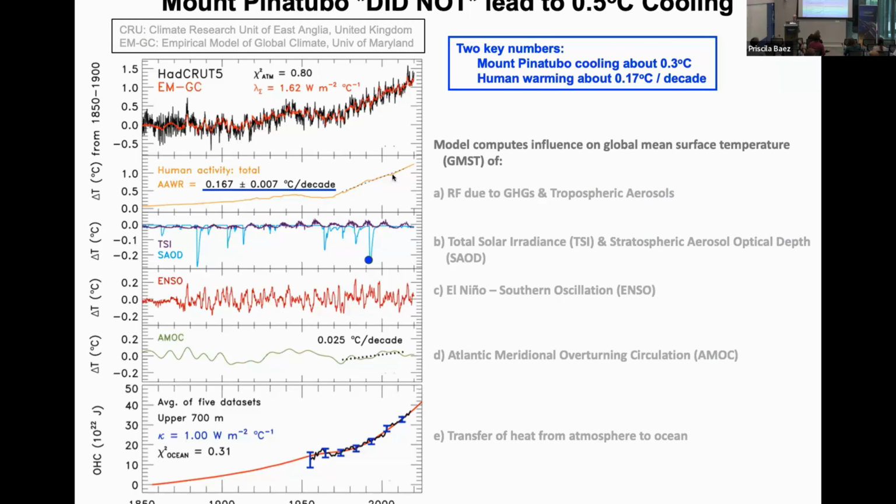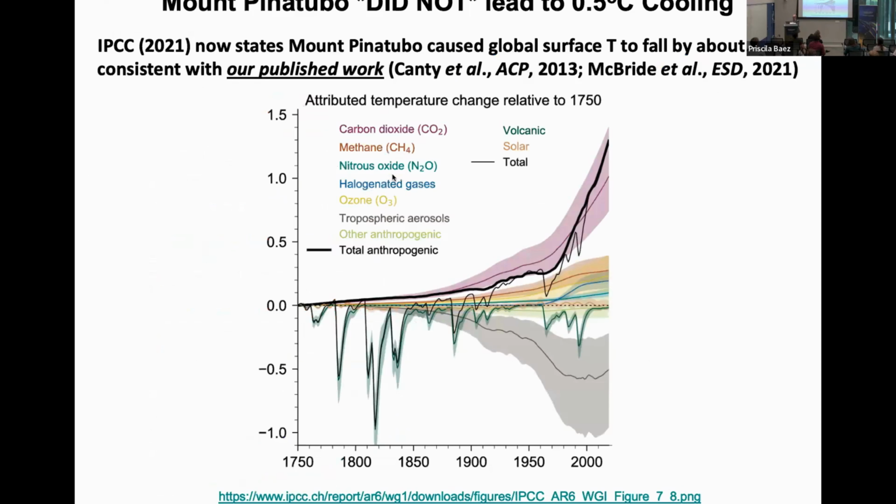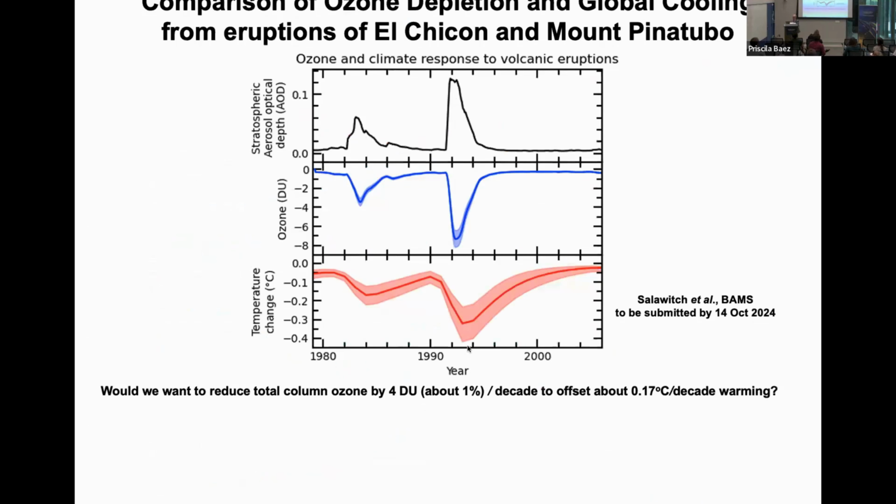I don't have time to explain the model. Finally, the IPCC has come around, and here's their cooling after Pinatubo, figure 7.8 of AR6. So here's the 0.3. What we do is we put these together. Here's the stratospheric aerosol optical depth after Pinatubo. Here's the ozone depletion that happened. This is about a 2% drop in ozone. Here's the cooling that happened.